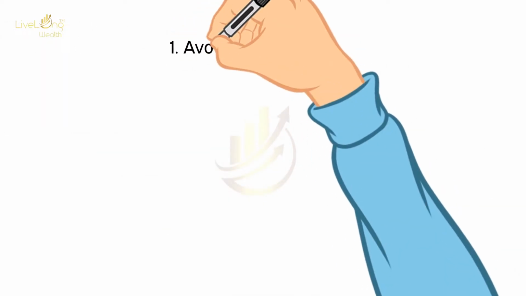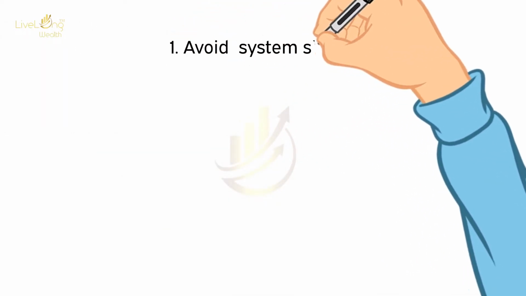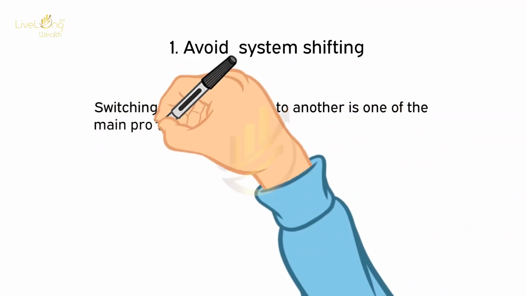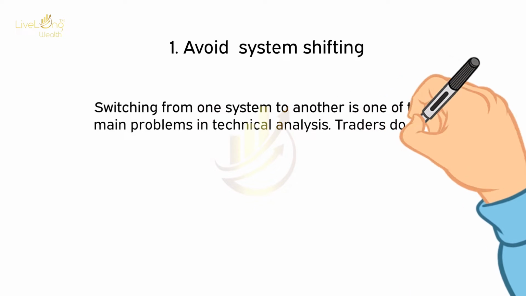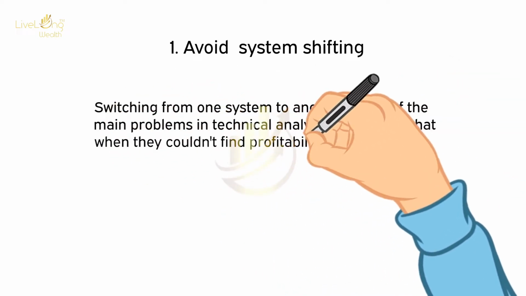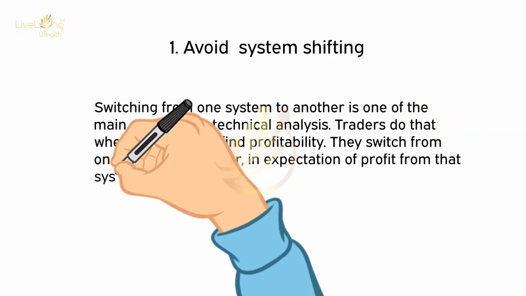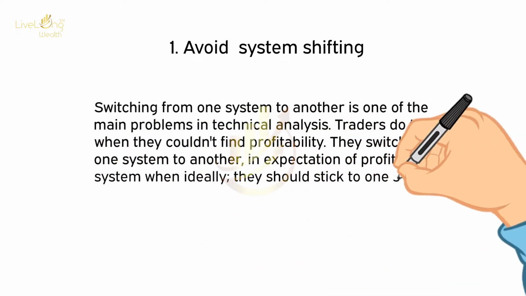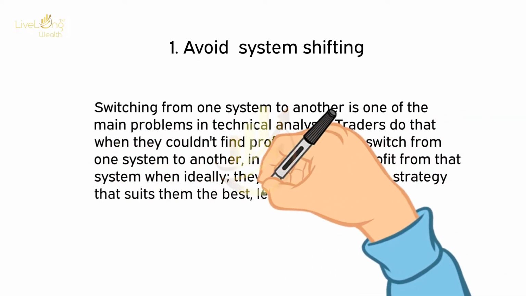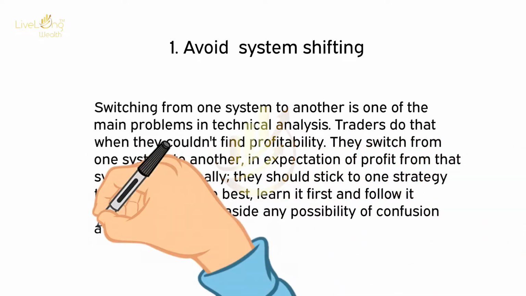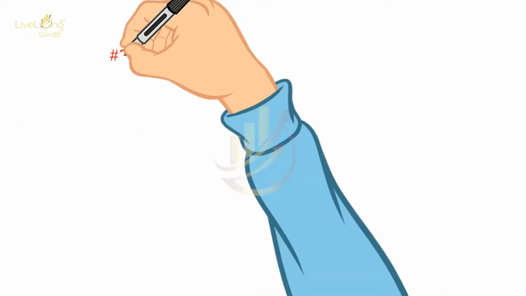1. Avoid system shifting. Switching from one system to another is one of the main problems in technical analysis. Traders do that when they couldn't find profitability. They switch from one system to another, in expectation of profit from that system, when ideally, they should stick to one strategy that suits them the best, learn it first and follow it religiously to brush aside any possibility of confusion and misleading.